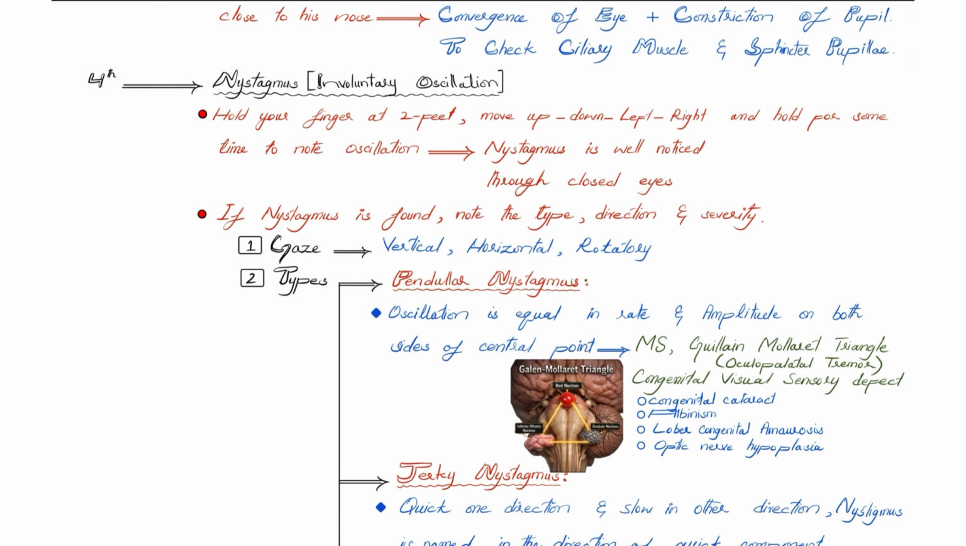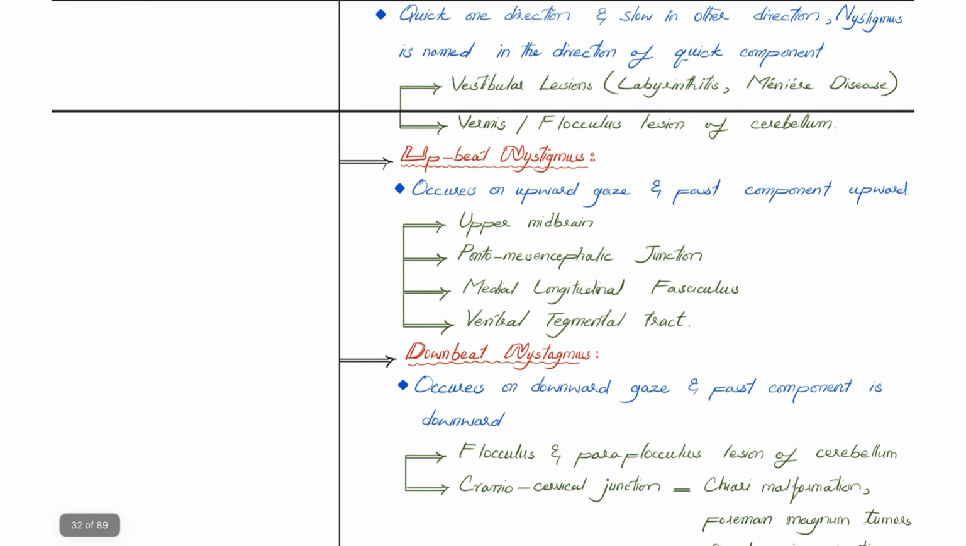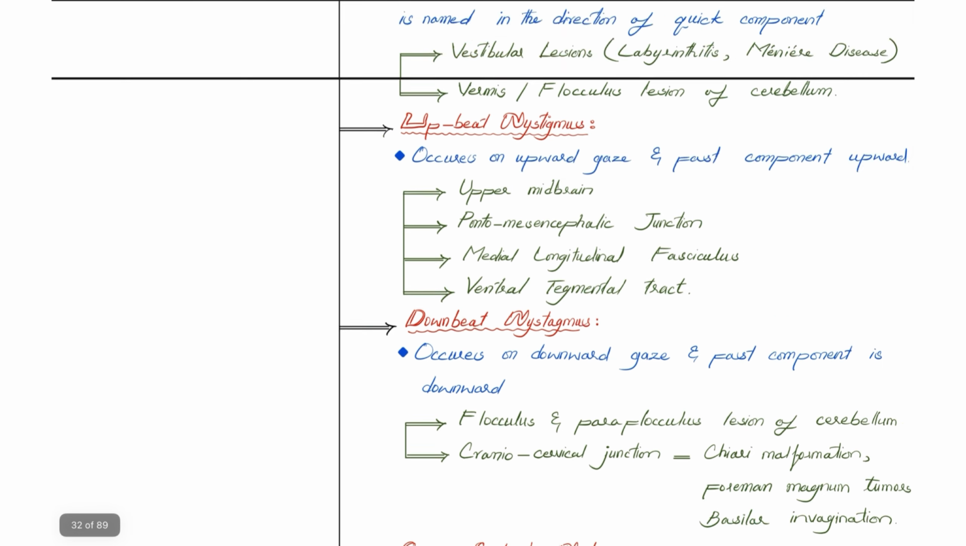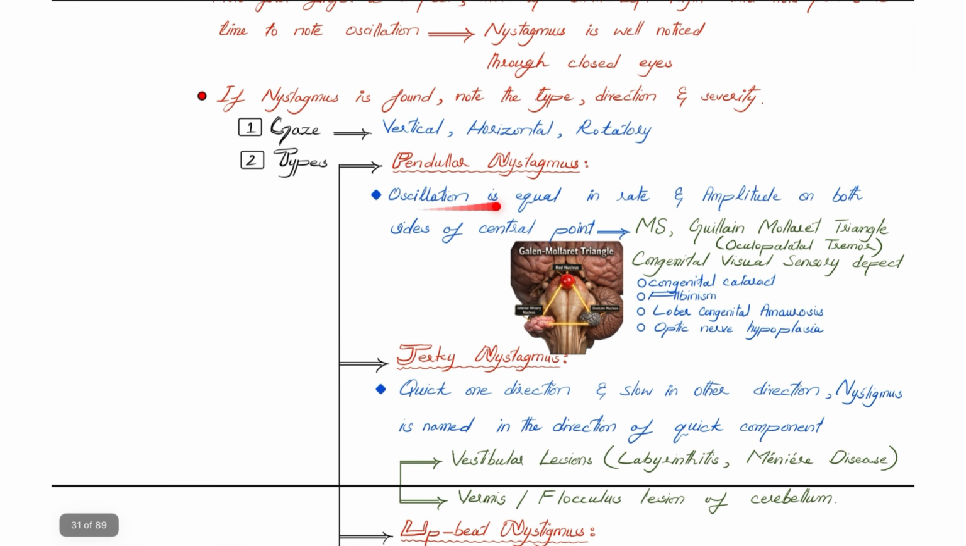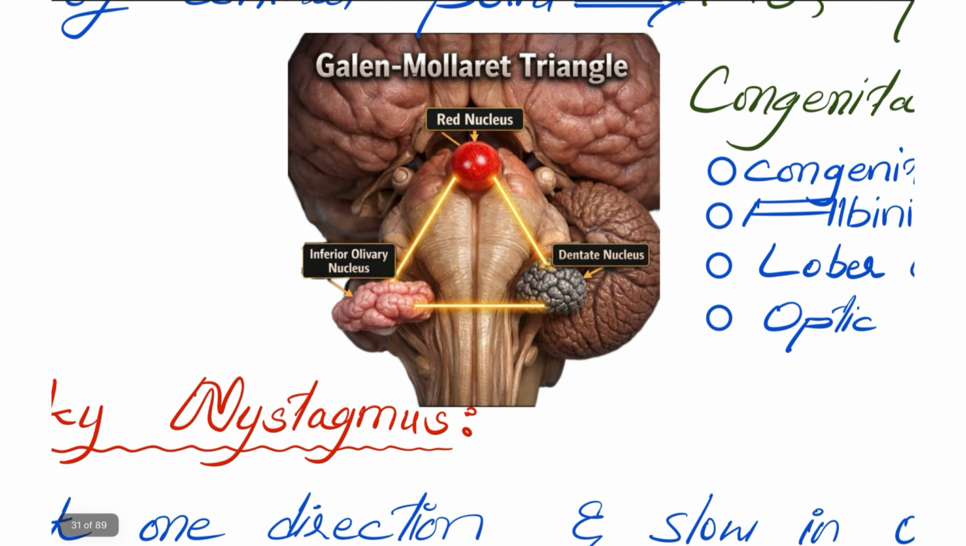And there are 5 types of nystagmus, which are pendular nystagmus, jerky nystagmus, upbeat nystagmus, downbeat nystagmus, and gaze-evoked nystagmus. Pendular nystagmus is the type of nystagmus where the oscillation is equal in rate and amplitude on both sides of the central point, and this occurs in multiple sclerosis or lesion of the Guillain-Mollaret triangle, the function of which is to coordinate the motor pathways, and this is also called oculopalatal tremor.